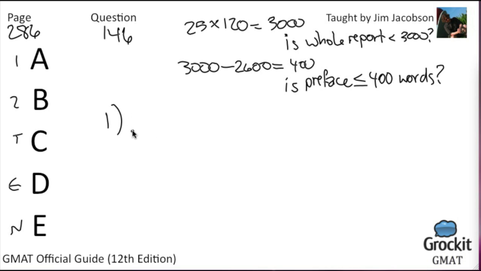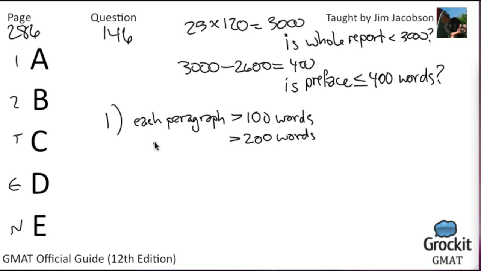So statement 1 tells us each paragraph of the preface has more than 100 words. Each paragraph is greater than 100 words, which means the preface itself, since it's 2 paragraphs long, is greater than 200 words. However, knowing that the preface is greater than 200 words does not tell us for sure whether it's less than or equal to 400 words.